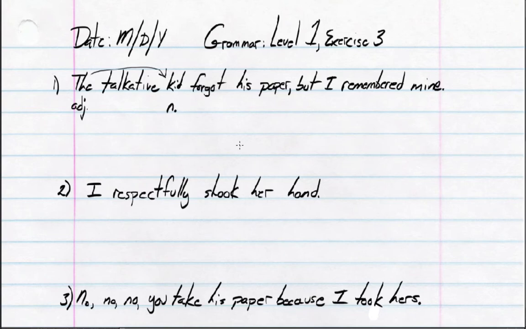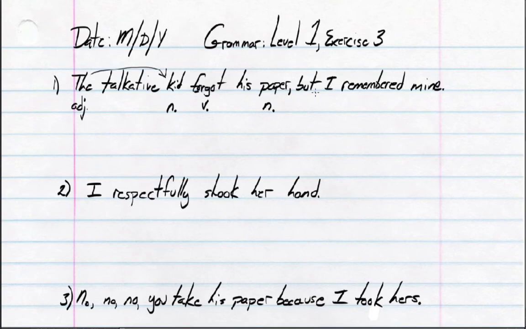Next thing I'm going to do is look for action verbs. Those are usually pretty easy to spot. Action verbs, things that are happening. We're talking about a kid. What did he do? He forgot. Alright, so forgot is my verb. It's an action verb. Keep looking down here. Paper seems pretty easy. I'm going to put down noun underneath paper.